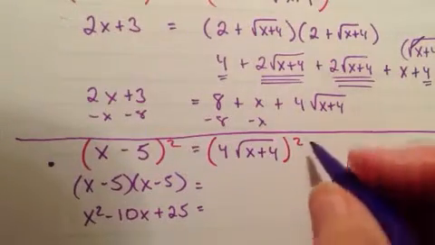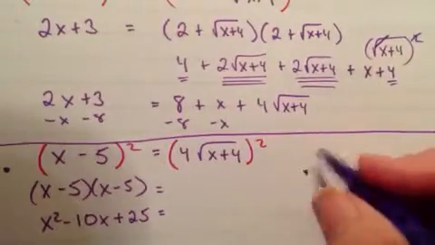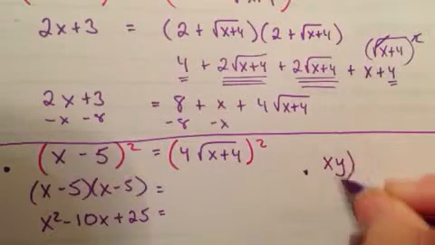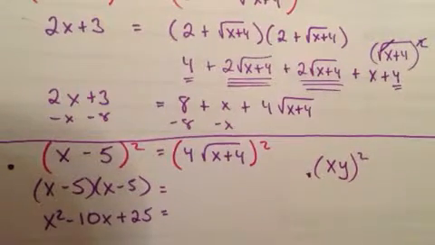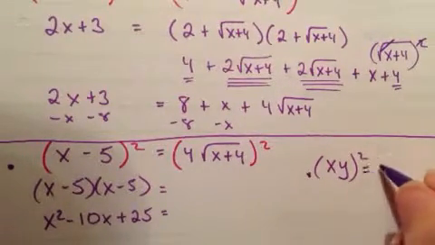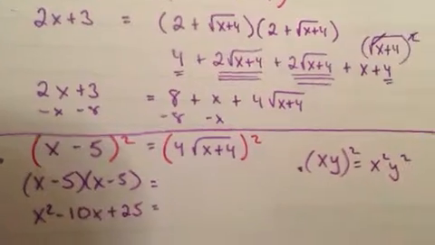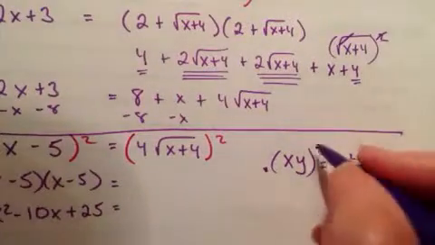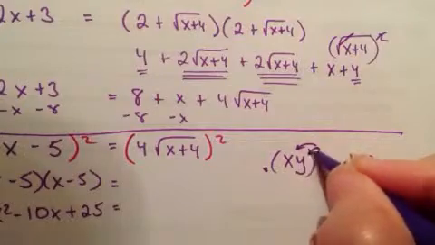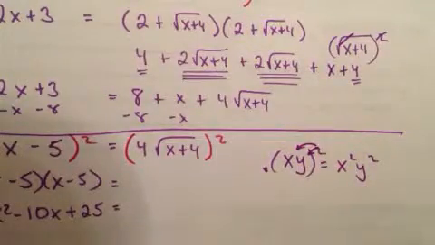Now this is a little tricky. If you guys recall, if I have x and y, two things being multiplied that are being squared, that simply equals x squared and y squared. Do you remember that? You just distribute that square on both sides.